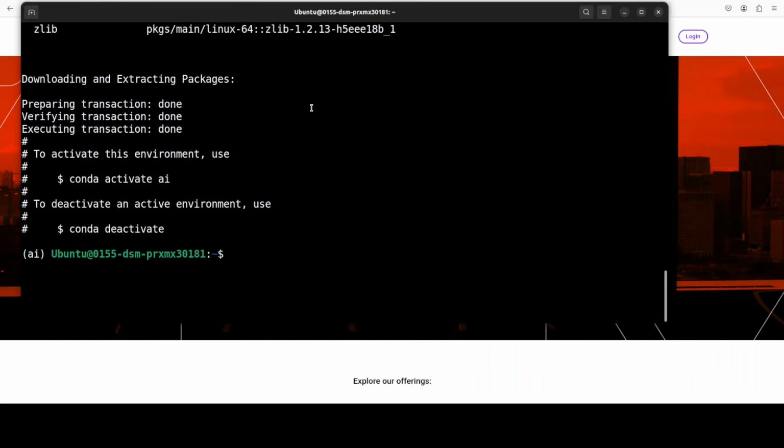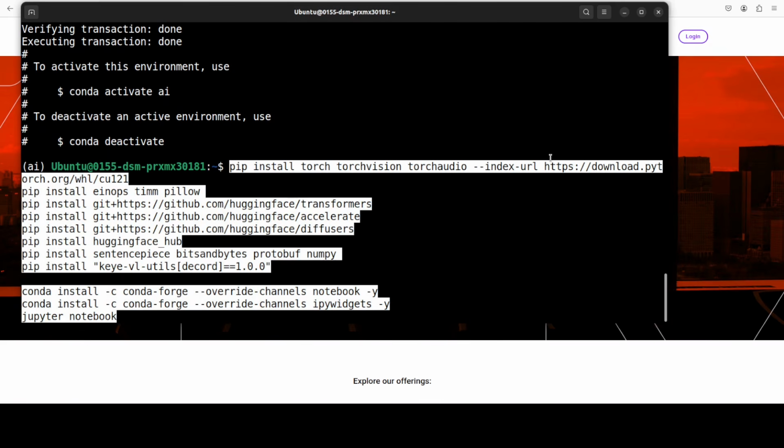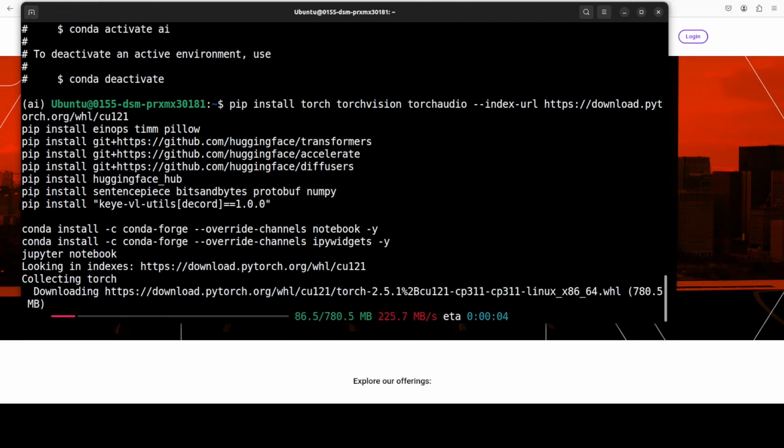Okay, next up, let's install all the prerequisites, which include torch, transformer and all the tidbits, and especially this Keye-VL utilities. And then I'm launching my Jupyter notebook. So this is going to take a couple of minutes or so. Let's wait for it to finish.